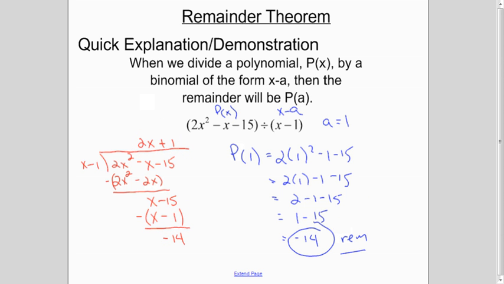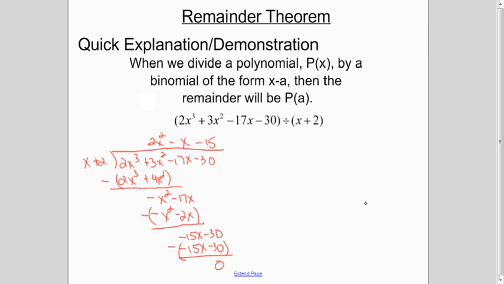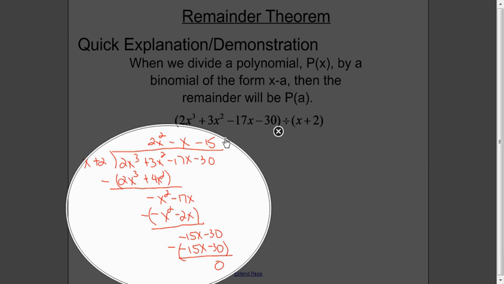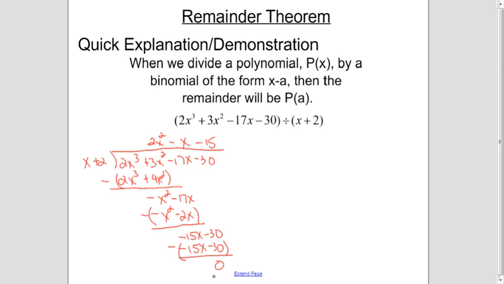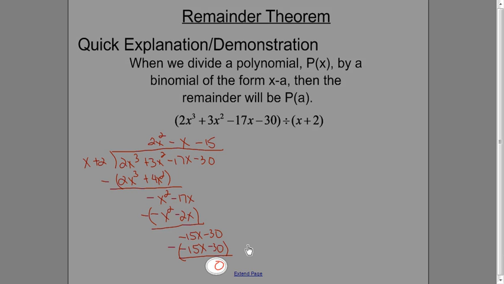So let's take another look at another demonstration of this. We'll take a look at this expression here where it says 2x cubed plus 3x squared minus 17x minus 30, all divided by x plus 2. If I do this out by long division, even if you're not familiar with long division, you should be able to trust me that I did long division here. You see that on the bottom line I get a remainder of 0.